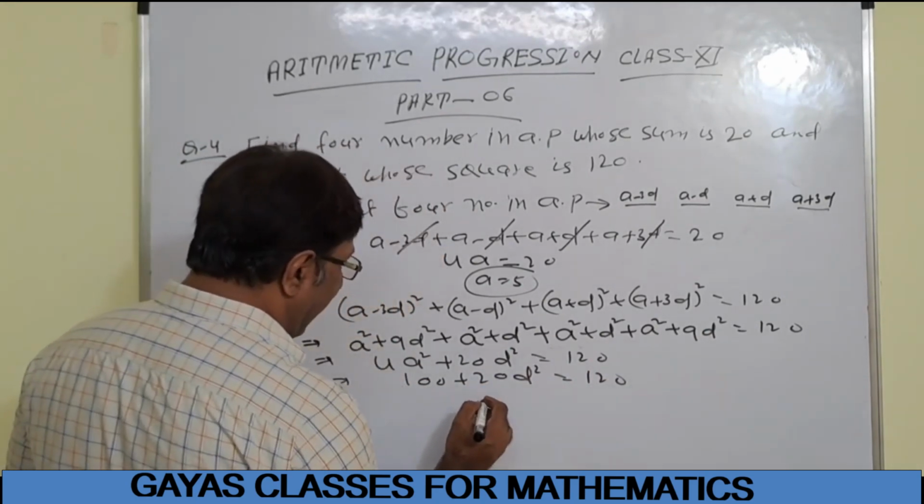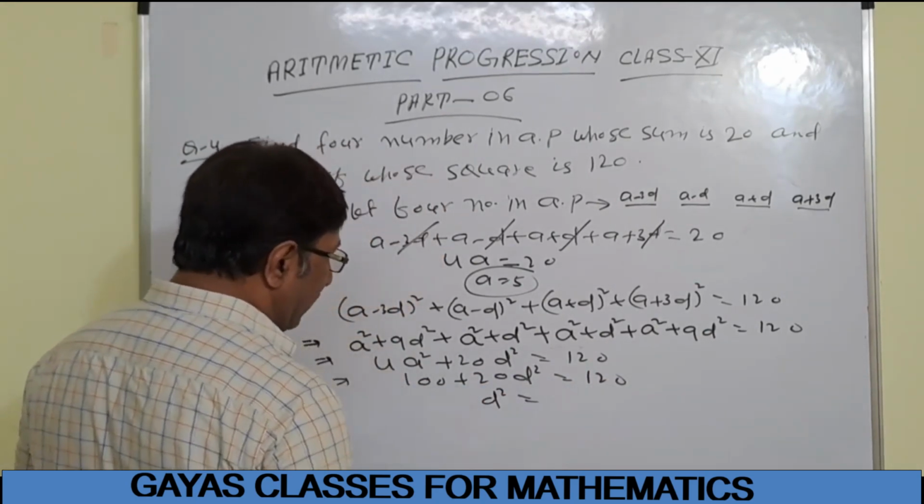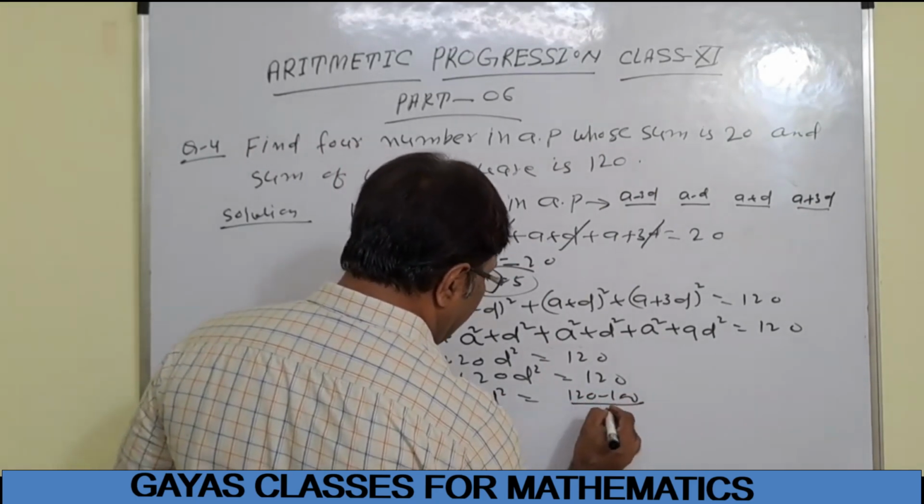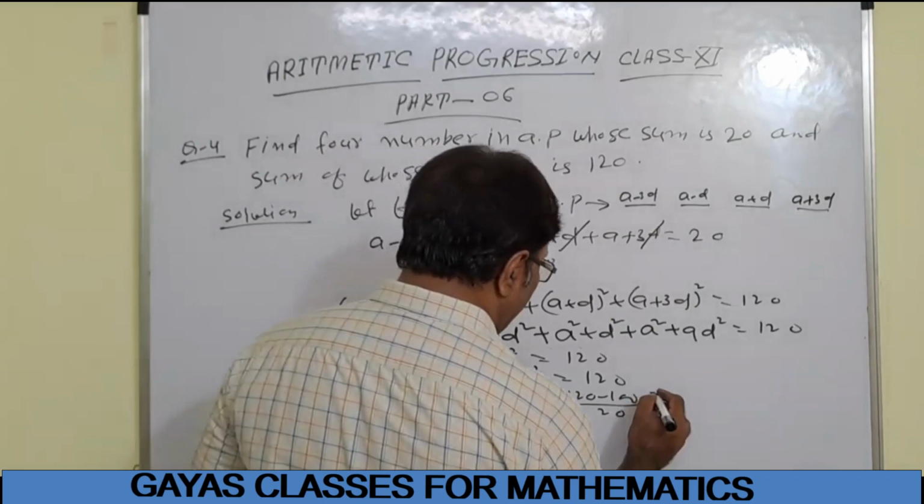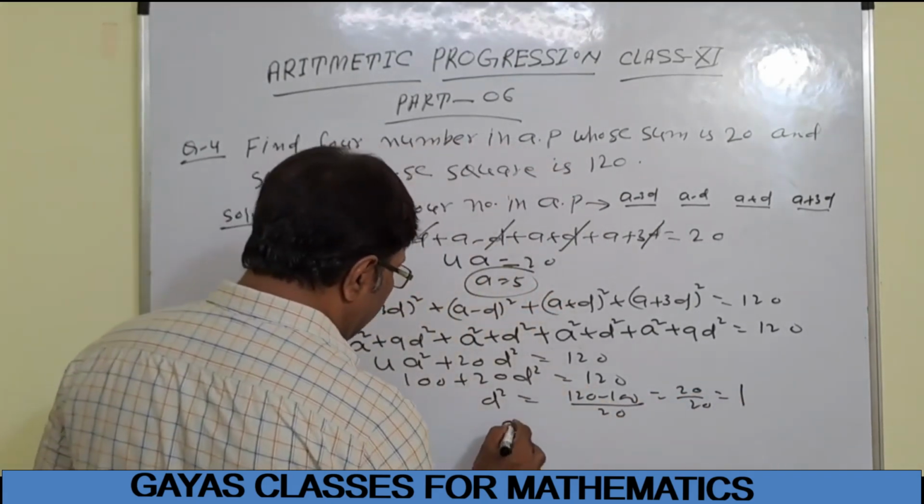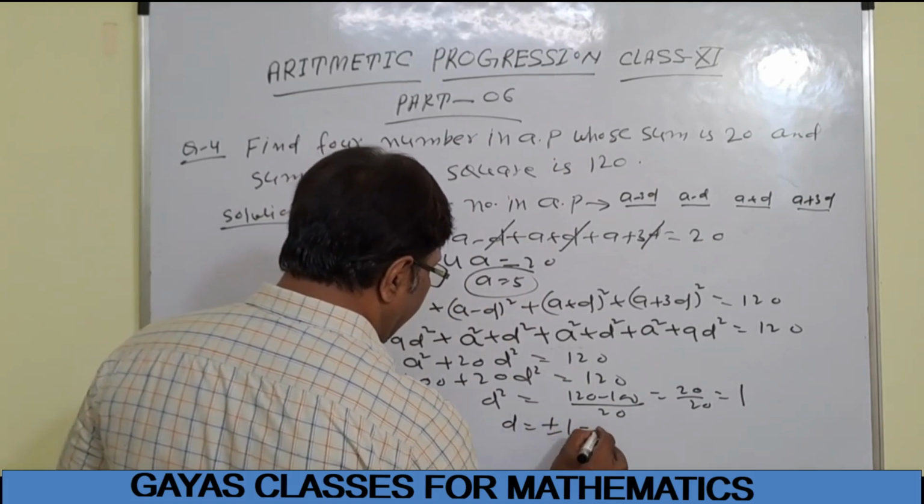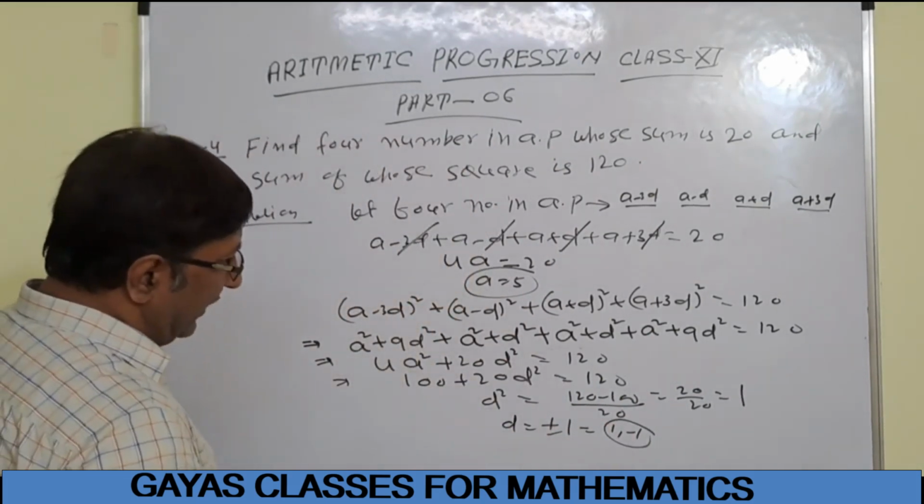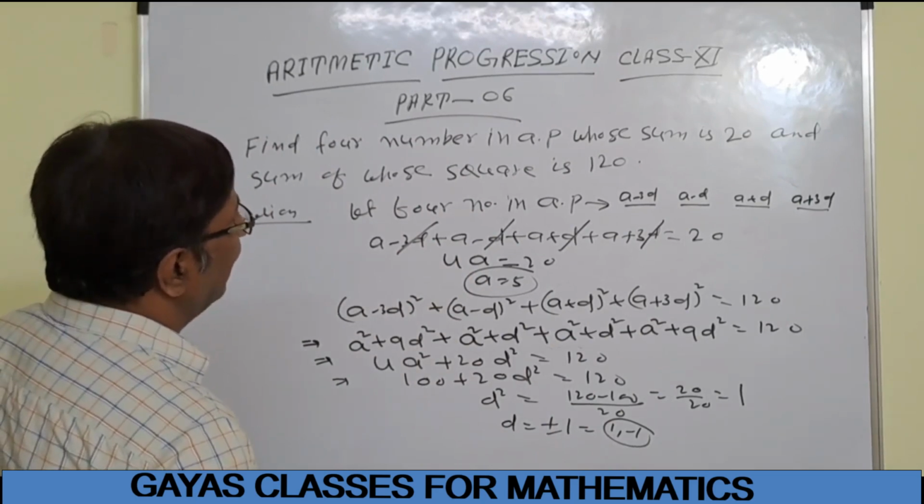So we can find easily D square is 120 minus 100 divided by 20. So we will get 20 by 20, that is 1. So D equals plus minus 1, that is 1 and minus 1. Now it is very easy, we can find our numbers.